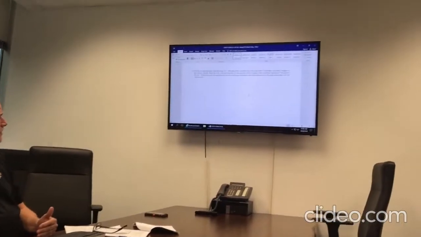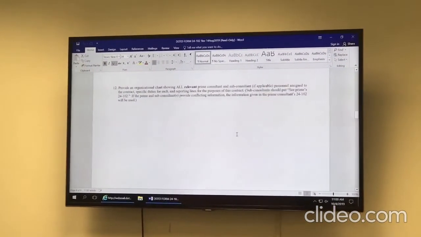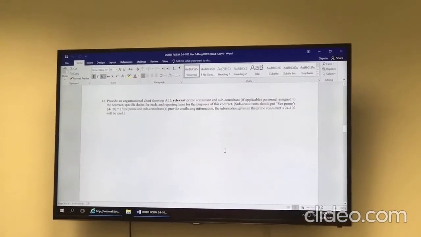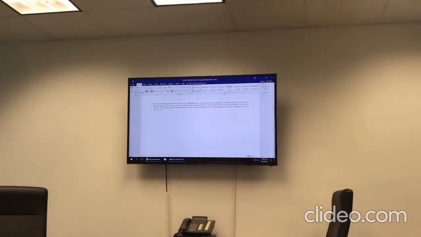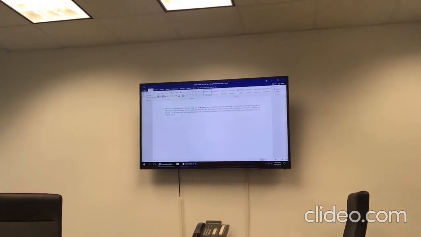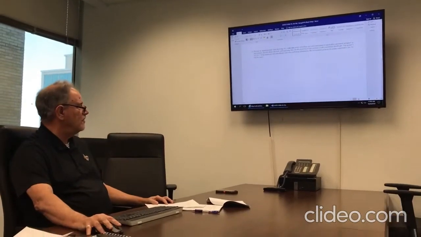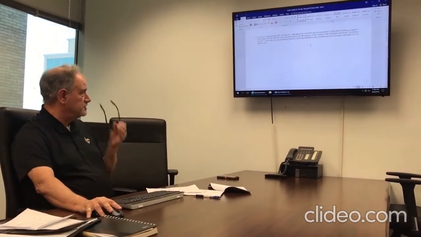And in this particular section, we do run into problems almost with every advertisement. And if I can just tell you what some of them are. First one is the org chart is going to have everybody's names. It's going to be one chart for the team, which includes both the prime consultant as well as sub-consultants.